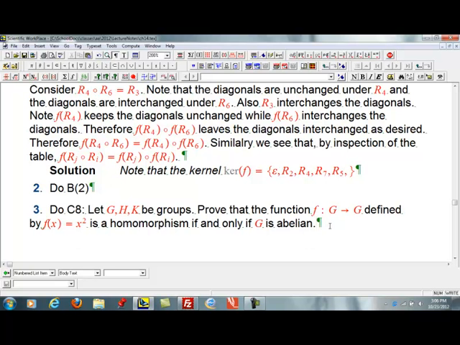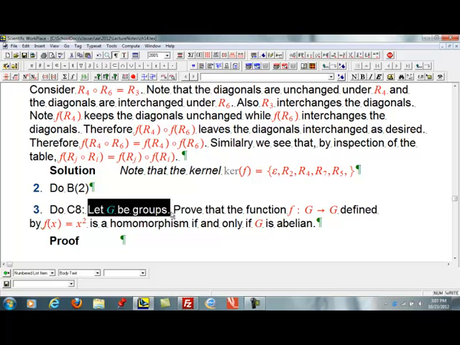Let's look at this last one together because we are going to be out of time, and this one's a fascinating one. It says let G, H, and K be groups. Prove that the function f from G to G defined by f of x equals x squared is a homomorphism if and only if G is abelian. So we don't need to know anything about H and K in this problem. So we'll take that out. So let's get the hypothesis.